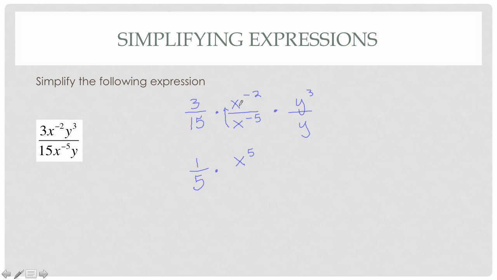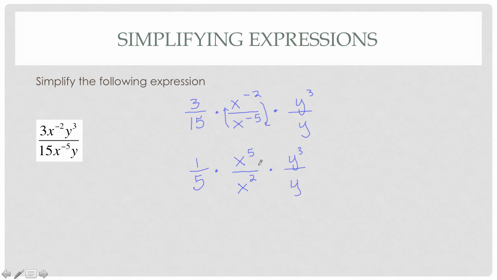Likewise, multiplying by x to the negative 2 is the same as dividing by x to the positive 2. I can rewrite it now. Now I've just got positive exponents. I like that. And my y values are already positive exponents. So there we go. That's one way I can start to kind of navigate this problem.